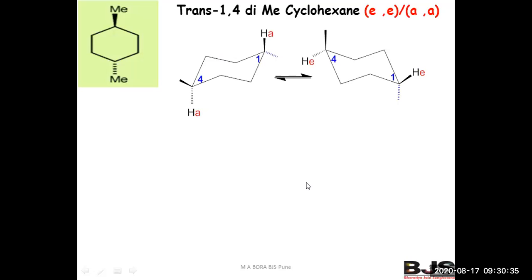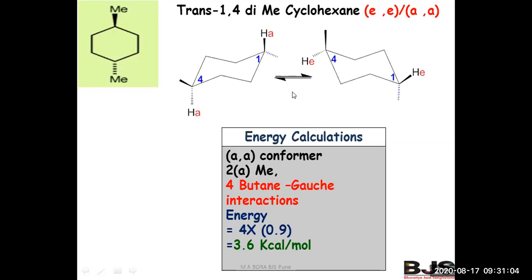Now this is your trans 1,4-dimethyl cyclohexane. Trans means one is beta and the other is alpha. If I represent it in this form, then I'll find that either the relation comes as diequatorial or it will come as diaxial. So this is your diequatorial trans 1,4-dimethyl cyclohexane, whereas this is diaxial 1,4-dimethyl cyclohexane. Now, since they don't have the same number of axial methyls, their energy will not be the same and they will have a difference in their stability order.